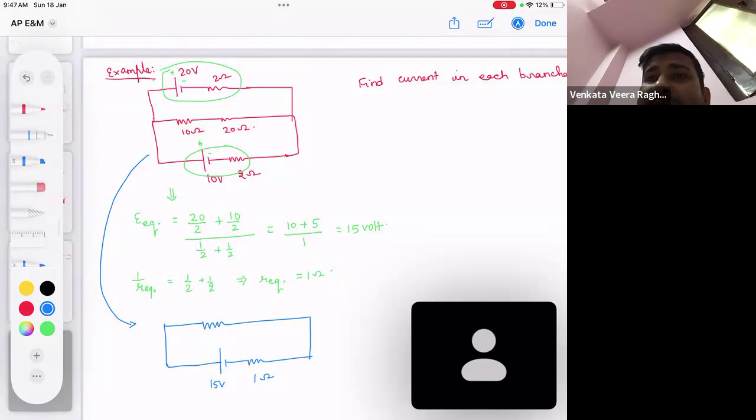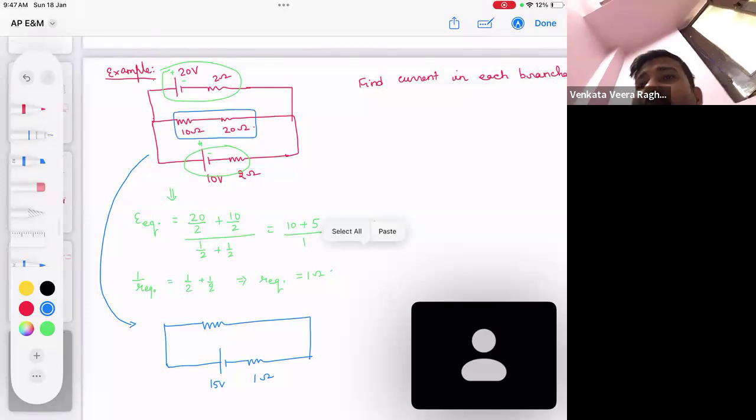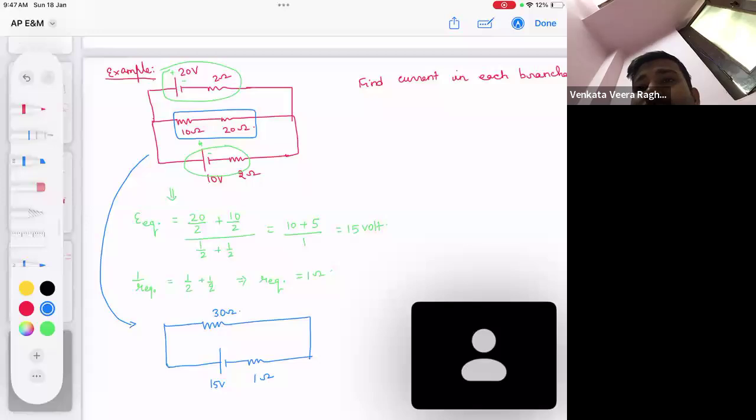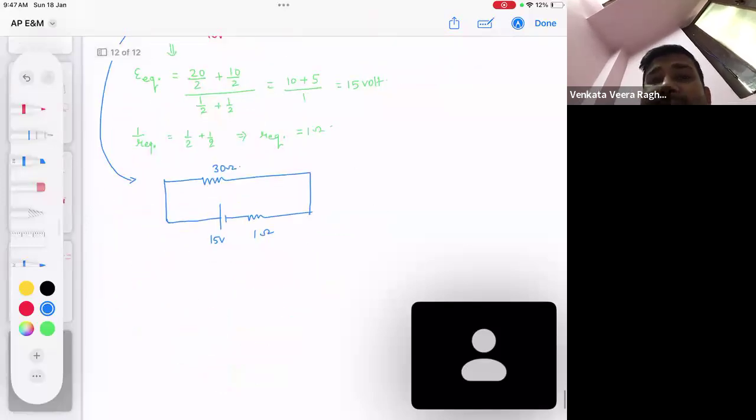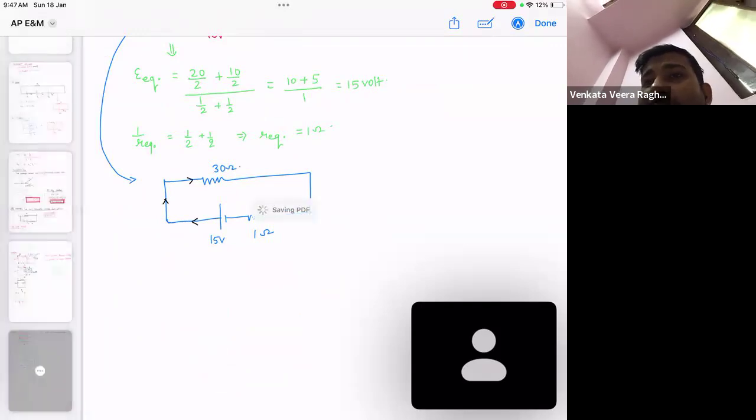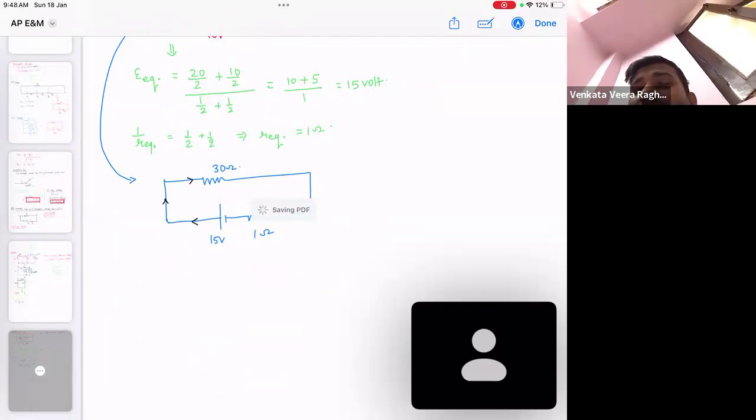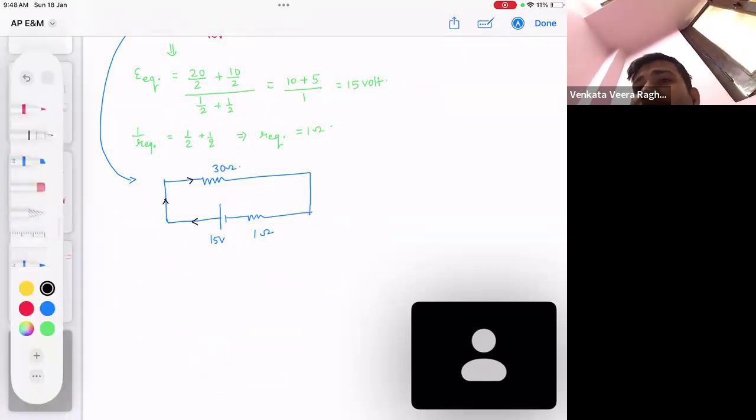And look at the 10 and 20 ohm. These two are also connected in series only, isn't it? So why should I keep two of them? Let's keep one of them, 30 ohm. Understood? Now I want the current. So what is going to be the current now? Can I say that this 30 ohm and 1 ohm are connected in series? Please tell me, this 30 ohm and 1 ohm are connected in what?